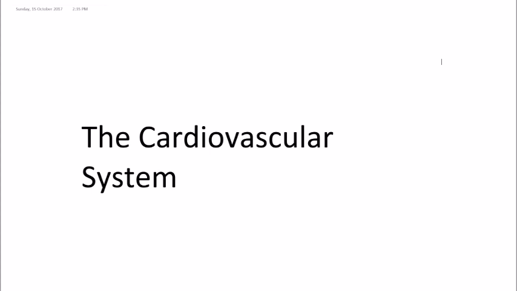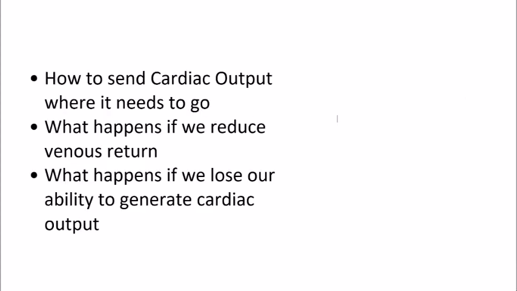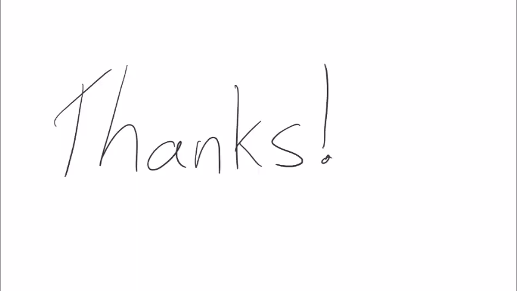Everything that goes with cardiovascular physiology from here links back to the same simple equation. Cardiac output equals stroke volume times heart rate, which is equal to venous return. The rest of the pathophysiology is simply about understanding what happens when problems occur with any of these factors. For example, how to send cardiac output where it needs to go when it leaves the heart, or what happens if something happens to our system to reduce our venous return, for example, losing lots of fluid, or what if something impairs our ability to even generate cardiac output. Understanding this allows us to understand everything that comes next.